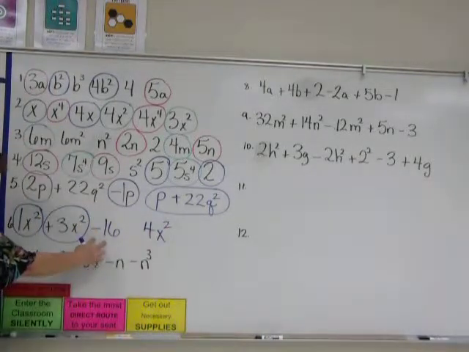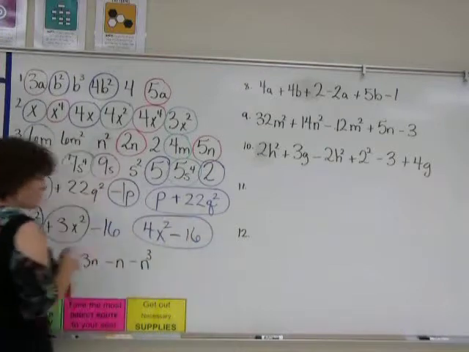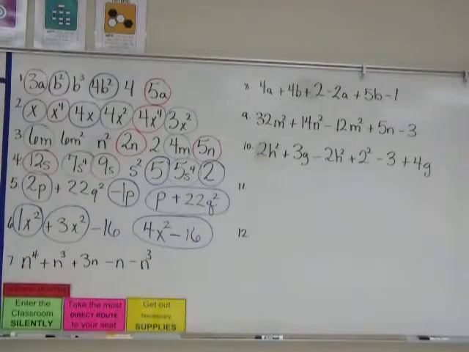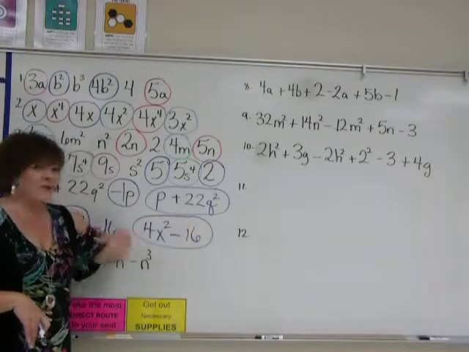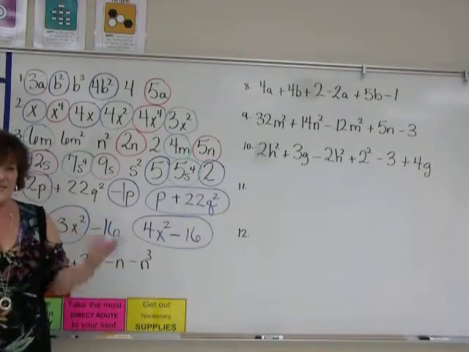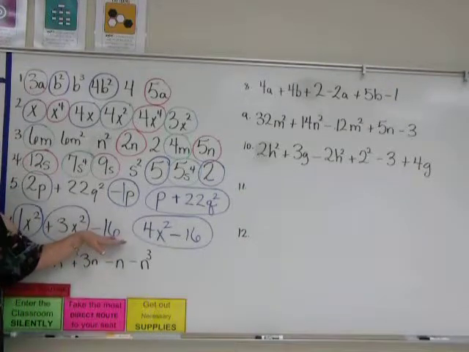Because 16 has nothing to combine it with, then you just drop it. You rewrite it. So the answer is 4x squared minus 16. Do you know why though? Now if you got 4x squared minus 4 squared, that 4 squared could be simplified down to 16. It's 4 times 4. You wouldn't leave it in that form as 4 squared.